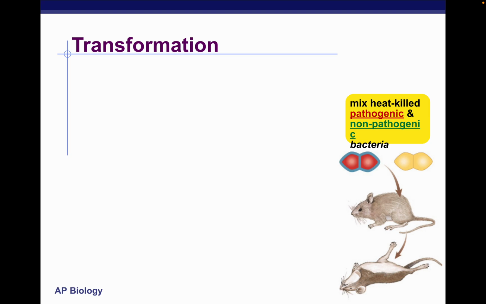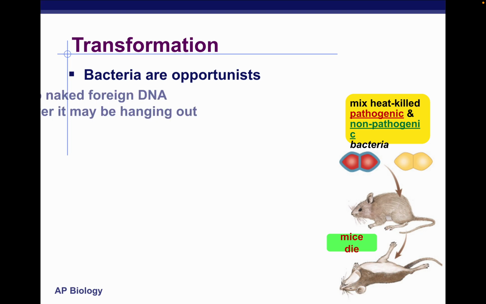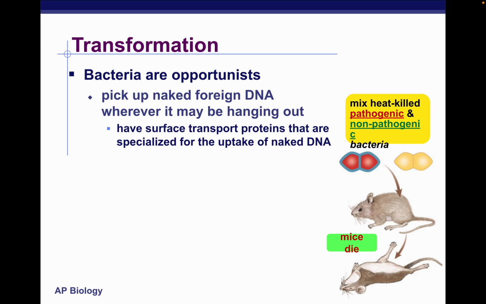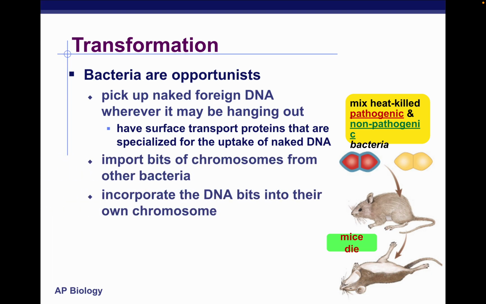When Griffith decided to kill a bunch of mice and realized that there's some sort of transforming factor, he wasn't able to figure it out because he was killed. But one of the things that we like to do in the lab as high school teachers, and I don't know if you guys have done it in college, is something called transformation.